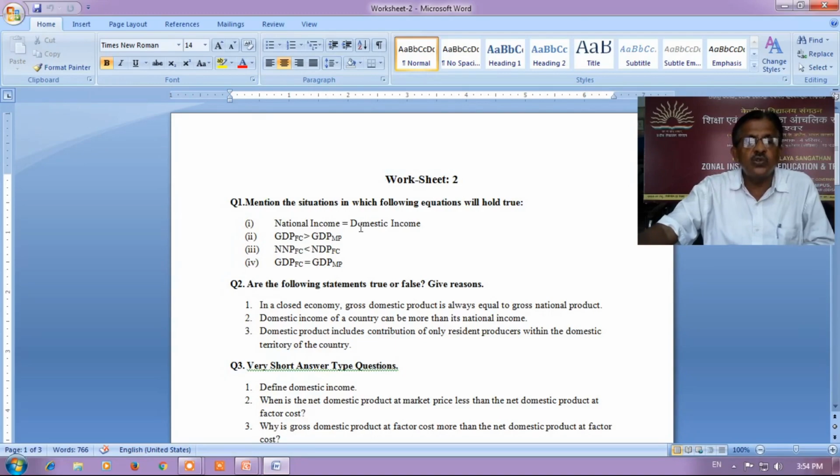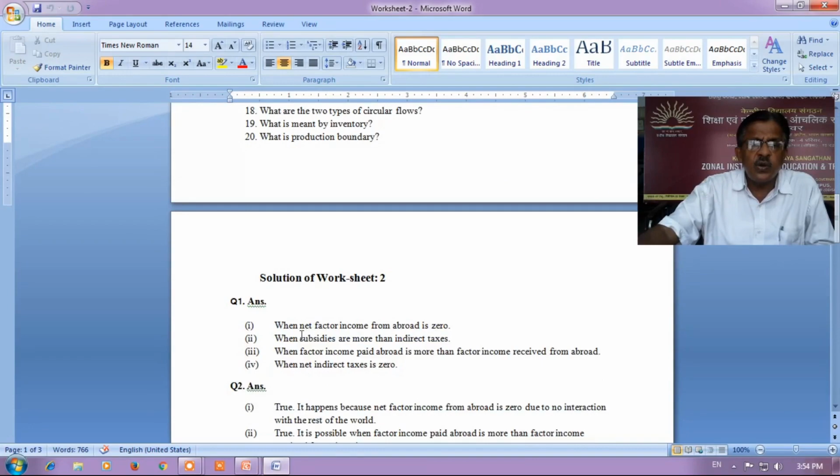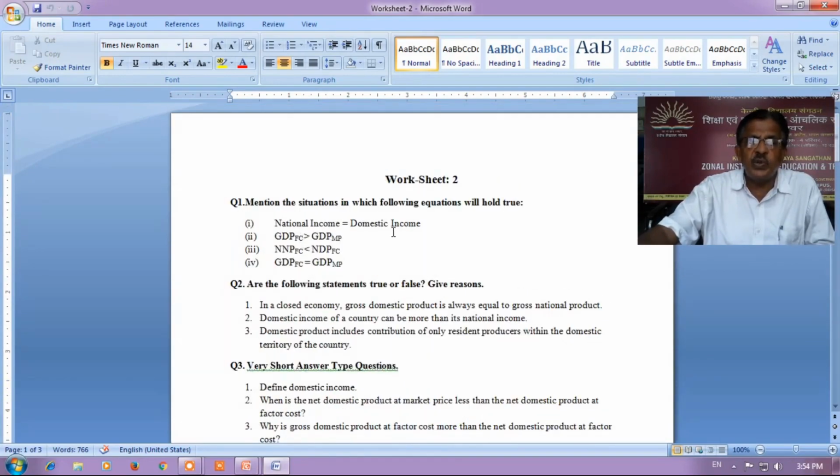So let us go through the answer to this question number 1. Answer: when net factor income from abroad is 0, national income is equal to domestic income. Because you know that NDP at factor cost is known as domestic income. So NDP at factor cost plus NFIA is equal to net national product at factor cost, that is national income. So if NFIA is 0, nothing is to be added to domestic income. So in that case, NNP at factor cost will be equal to NDP at factor cost.